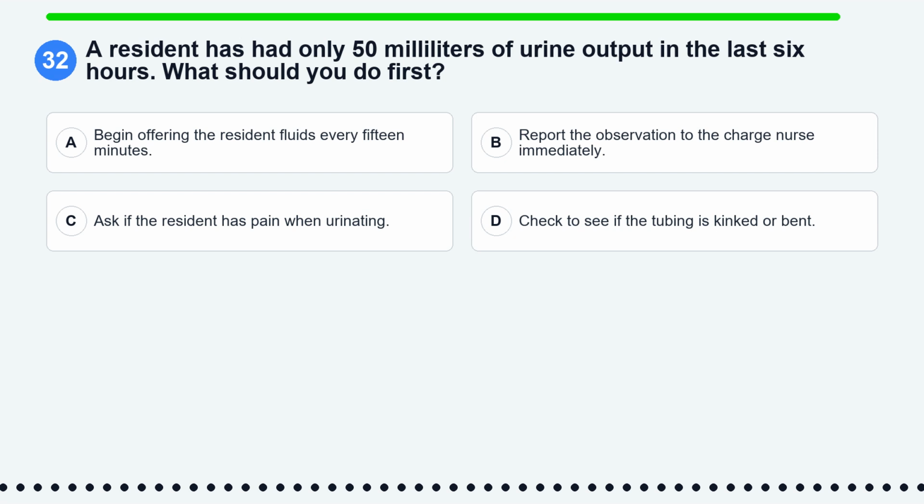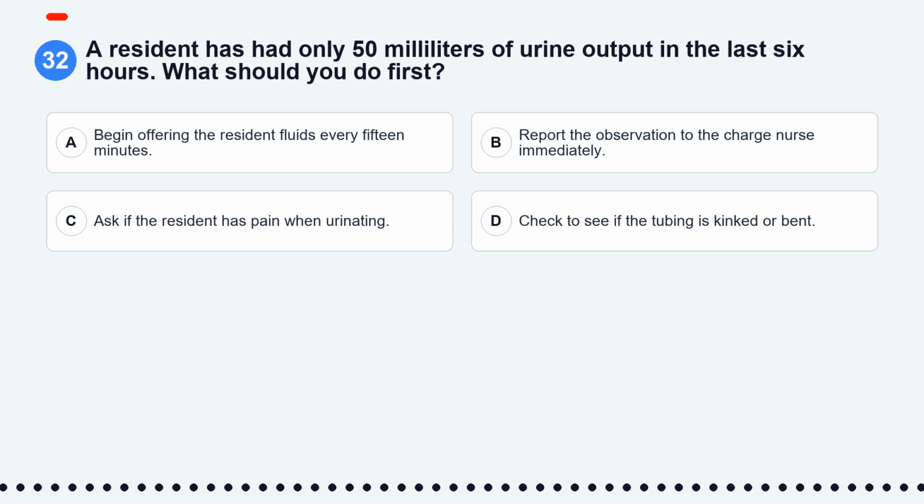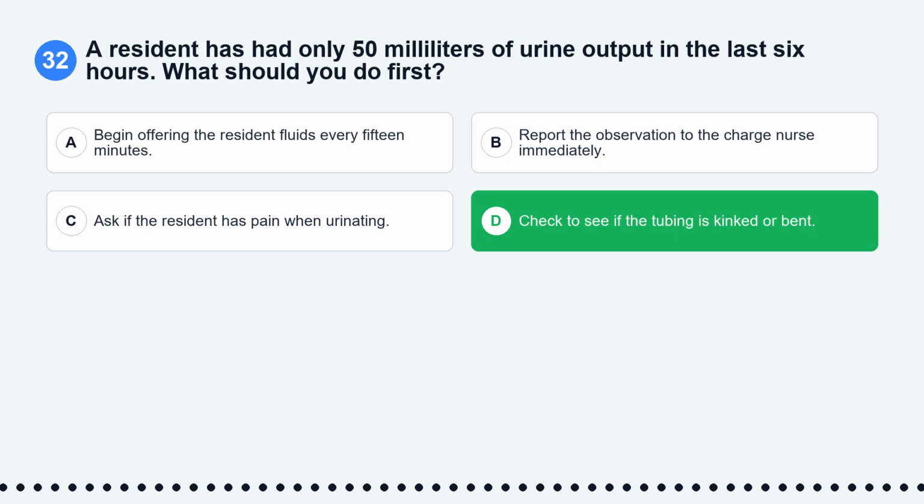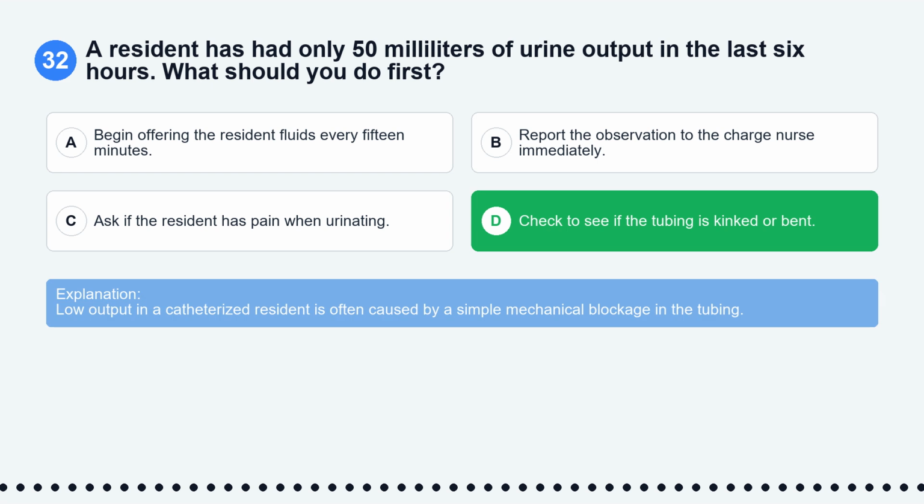Question 32. A resident has had only 50 milliliters of urine output in the last 6 hours. What should you do first? Option A. Begin offering the resident fluids every 15 minutes. Option B. Report the observation to the charge nurse immediately. Option C. Ask if the resident has pain when urinating. Option D. Check to see if the tubing is kinked or bent. The correct answer is option D. Check to see if the tubing is kinked or bent. Low output in a catheterized resident is often caused by a simple mechanical blockage in the tubing.